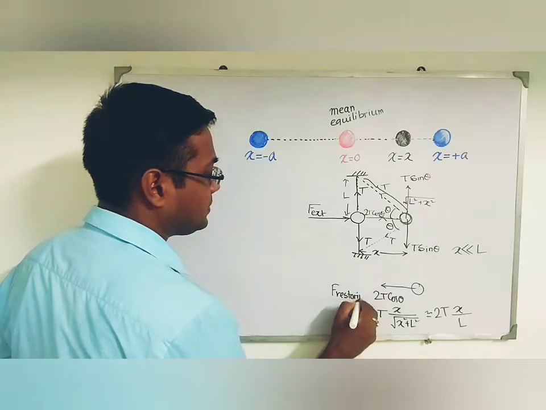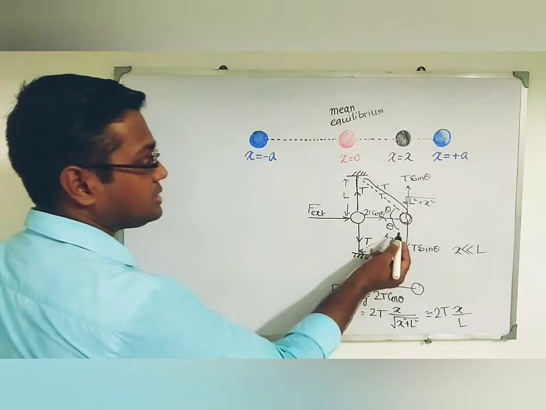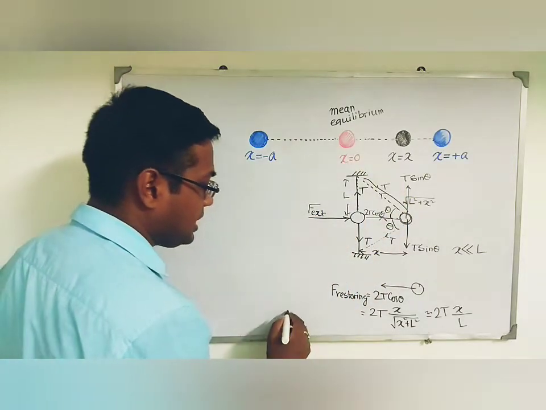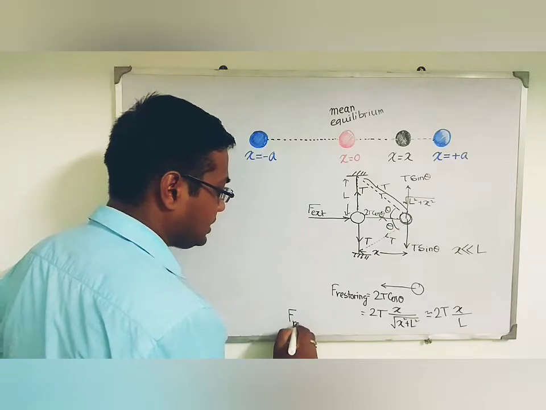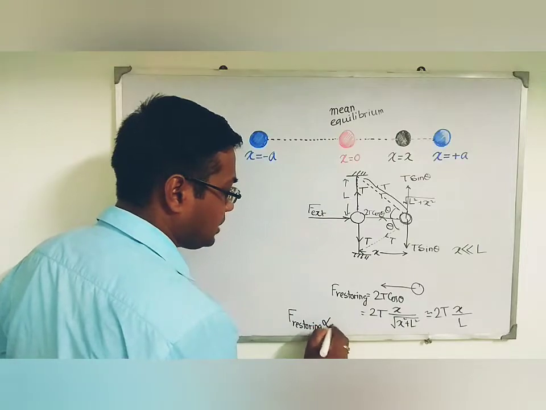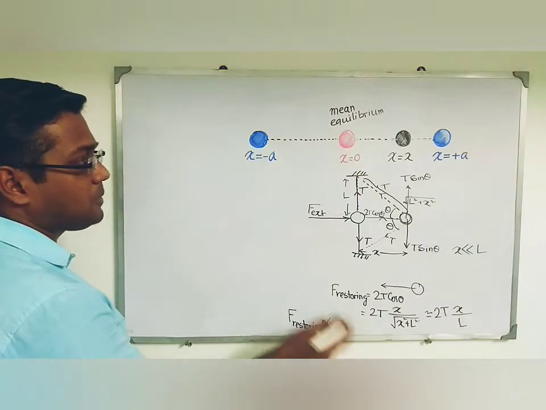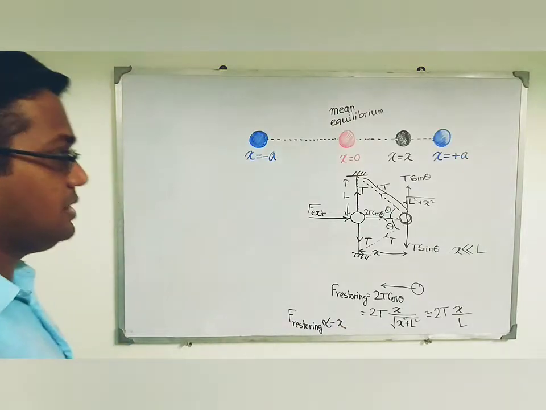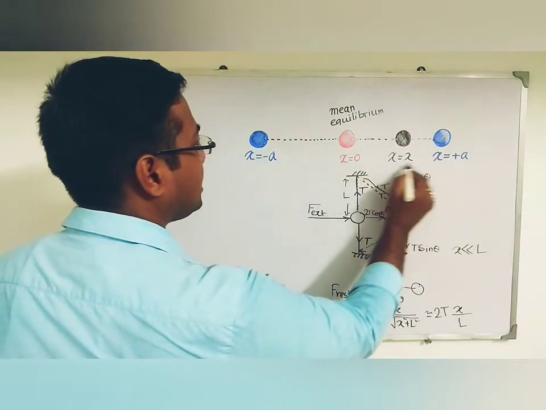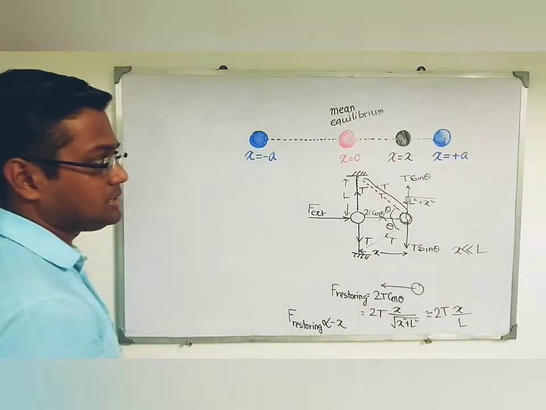restoring. That force depends only on x, and it is in the direction opposite to its motion, towards the negative x-axis. That's how we can say this F restoring is proportional to minus x. Sometimes it is written as F restoring equal to minus kx, where k is a constant. So as the particle is stretched in that direction, as the value of x increases, the F restoring force increases.